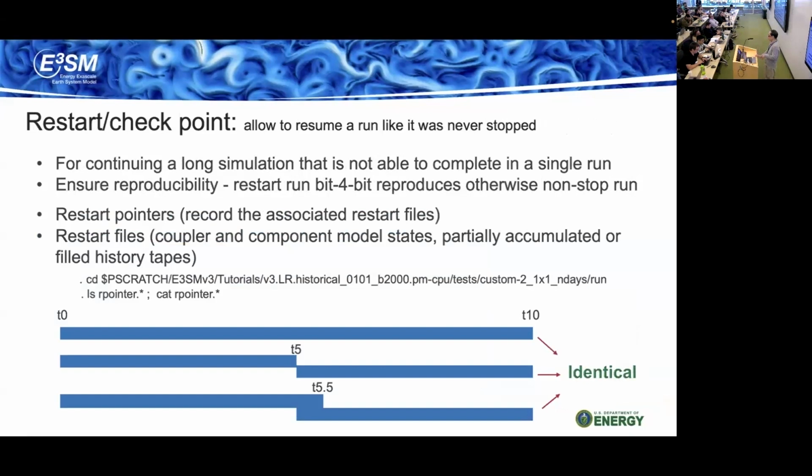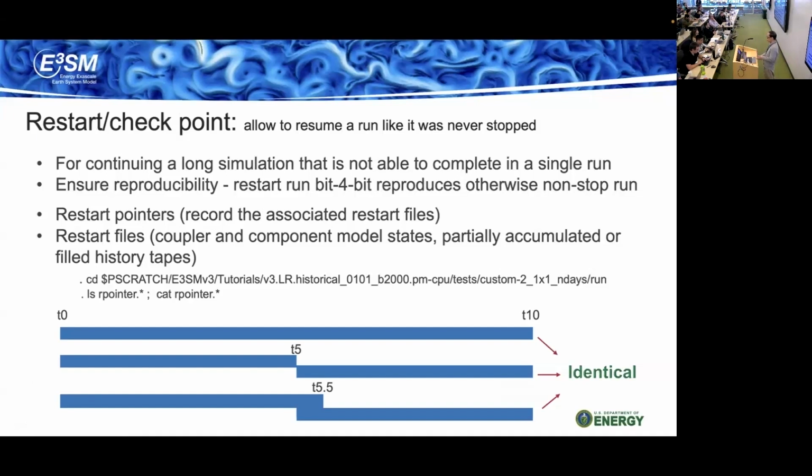For several types of runs, hybrid and then continuous simulation or branch run, the important point is about the restart or checkpoints. This allows you to resume a run, and say this run has to be bit for bit reproducible, just as if the simulation had never been stopped. So I put an example here. You have a model simulation from the beginning running to T10. The 10 can be 10 steps, 10 hours, 10 days, or 10 years.